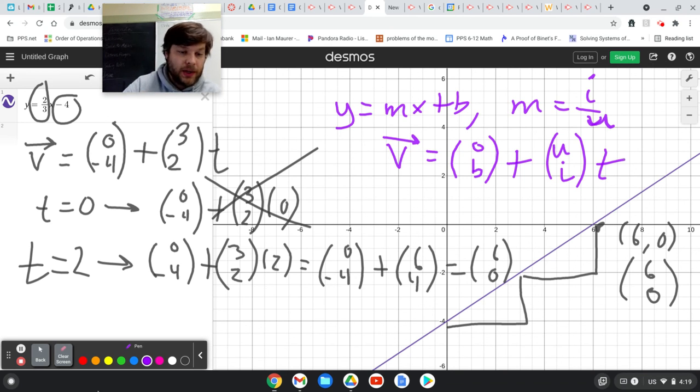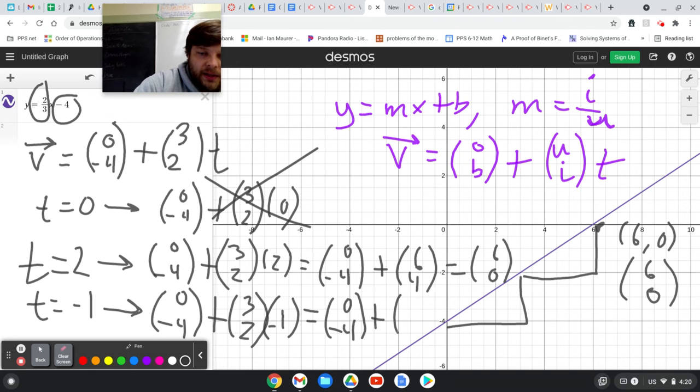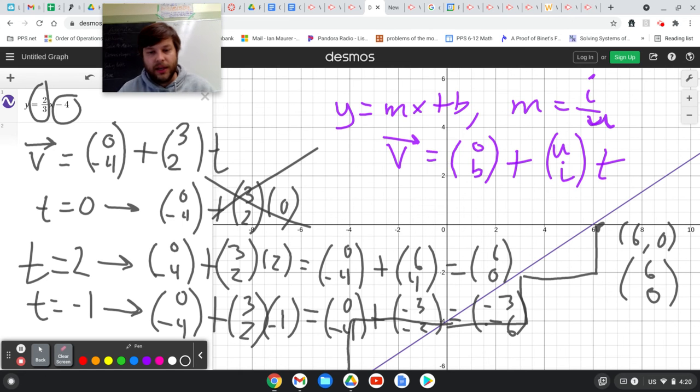Oh, I forgot to mention that if you have t being a negative number, something like t equals -1, then your line just runs backwards. And so I would end up at 0, -4, plus -3, -2, getting me to the point -3, -6, and that's just going the slope backwards. You can see it would get down there. -3, -6 would be right there.